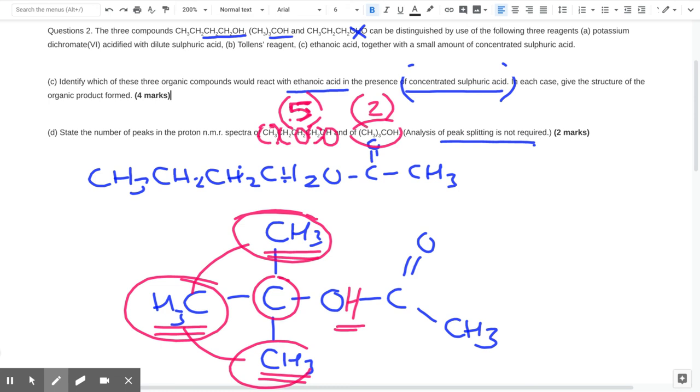Obviously, we don't need to look at the splitting. For the tertiary butyl, the splitting would actually be relatively straightforward. For this one, we'd have quite a lot of mutual splitting from left and right, so that one's going to be a bit messy. But the number of peaks for the butanol compound would be 5, and for the branched butanol compound, that would be 2.